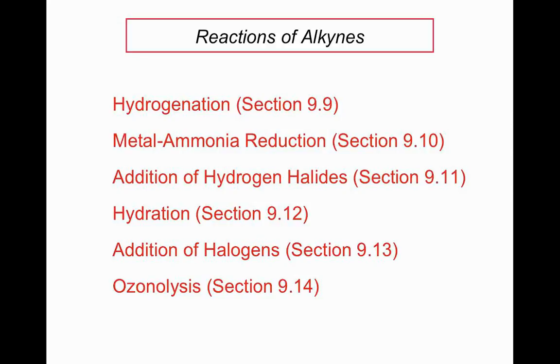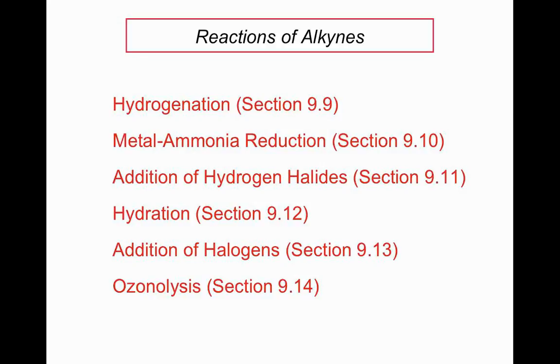Once again, you have seen most of these reactions before with regard to the reactivity of alkenes. Remember, an alkyne is just a functional group that contains two pi bonds and a sigma bond. An alkene is a functional group that contains one pi bond and one sigma bond. So, all of the things that alkene pi bonds do, alkyne pi bonds can also do. They can just do it twice because there are two pi bonds in an alkyne.